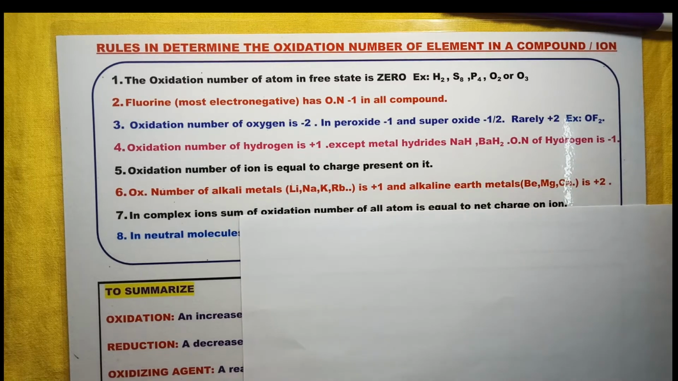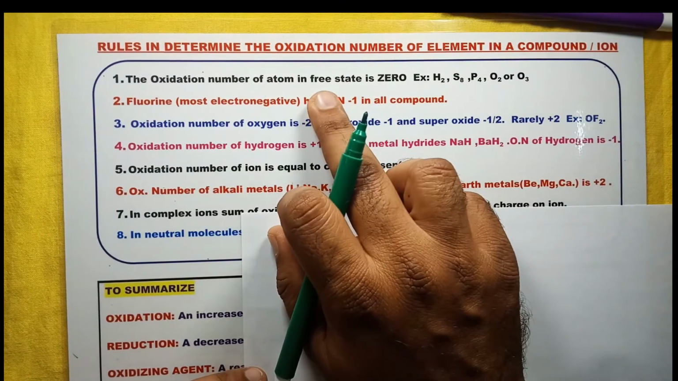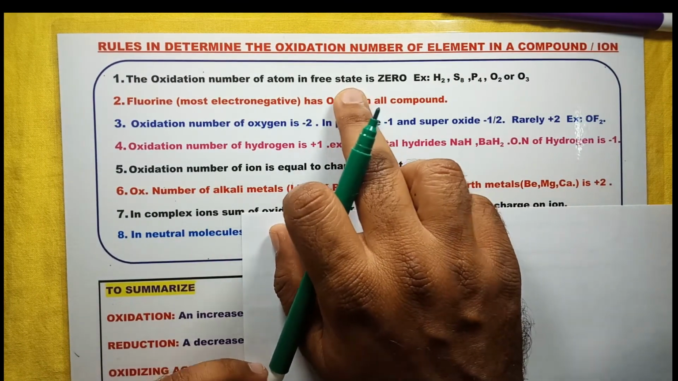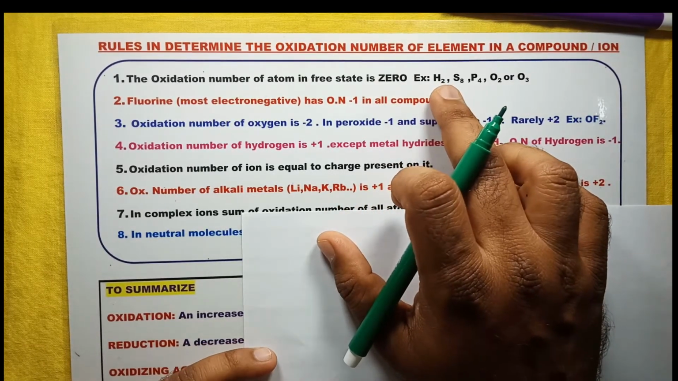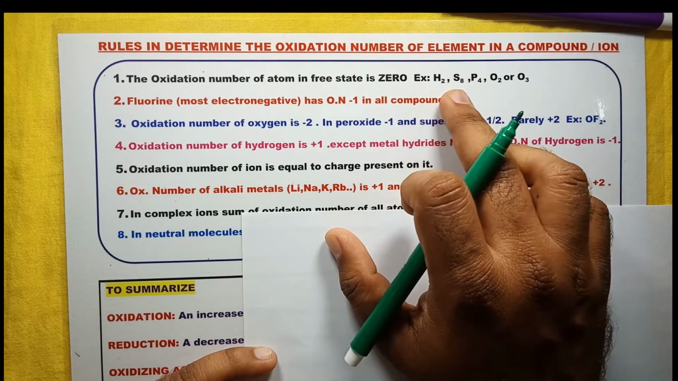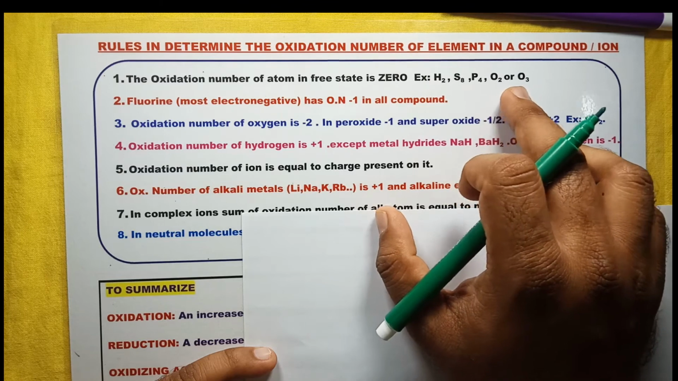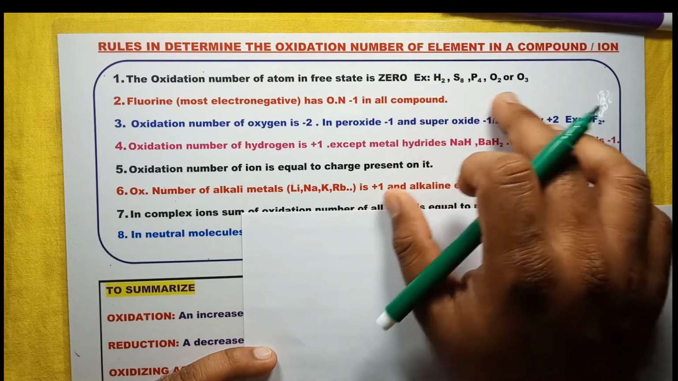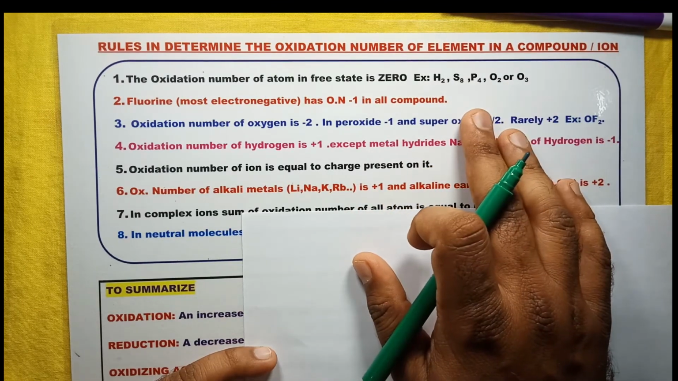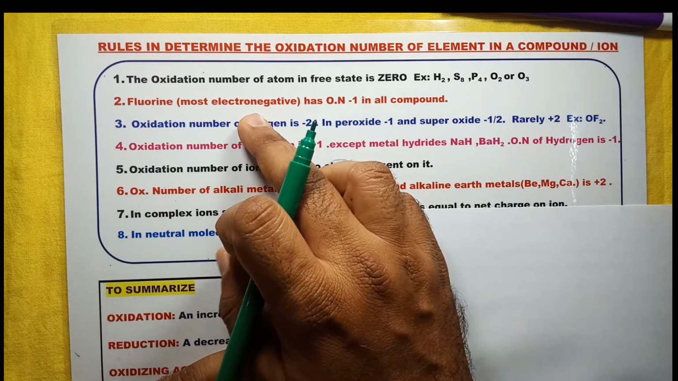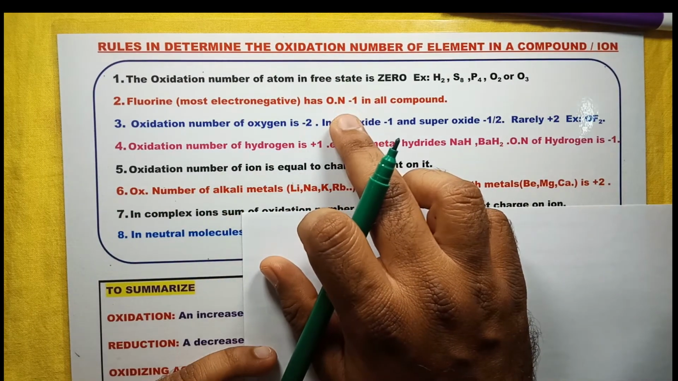The first rule is the oxidation number of any atom in its free state, nothing but uncombined state. In such case the oxidation state is 0. For example, hydrogen H2, hydrogen exists as a diatomic H2, and sulfur exists as S8 molecule, phosphorus has P4, oxygen as O2 or O3. O3 means ozone. In these cases, the oxidation state of the element is 0. Is it clear, friends?